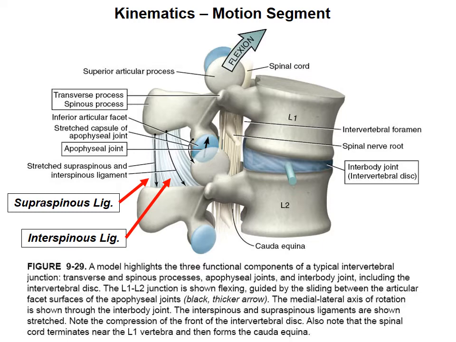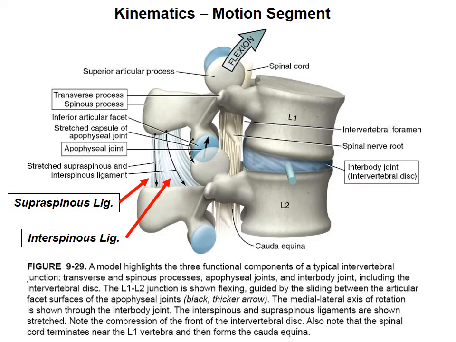So the three joints that join adjacent vertebrae together and form the basic motion segment as part of a whole vertebral column are the two zygapophyseal joints or Z joints and the joint between the two bodies of the vertebra by the intervertebral disc, sometimes called the interbody joint.